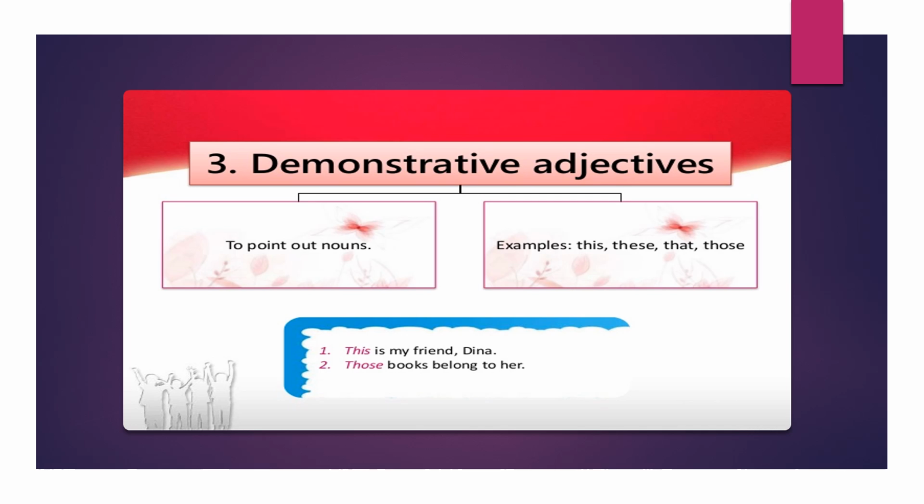Again, those books: there are certain books that are lying away from you. So you're pointing out those books, and then you're saying, whose are those books? Those books belong to her. There is some girl, her, and those particular books belong to her. So demonstrative adjectives will be demonstrating. They will be pointing out certain nouns.